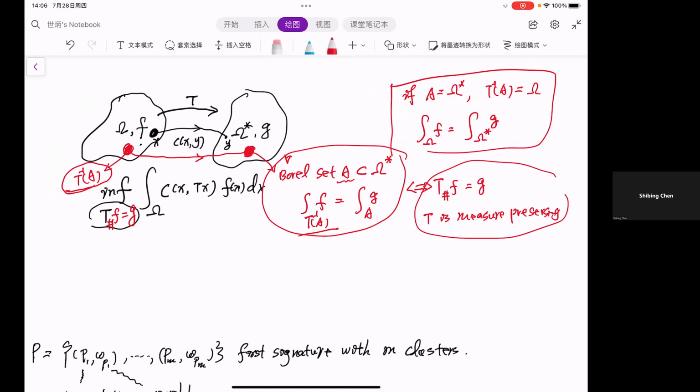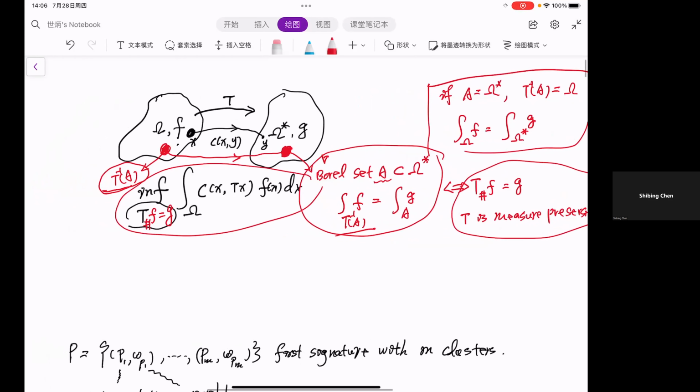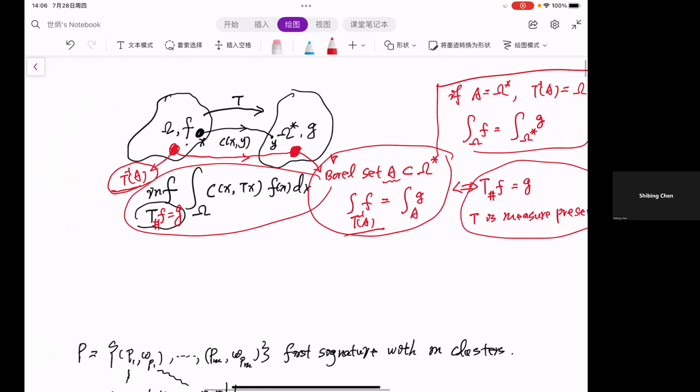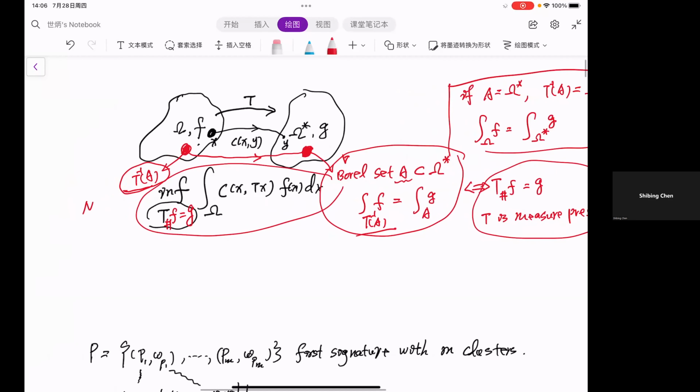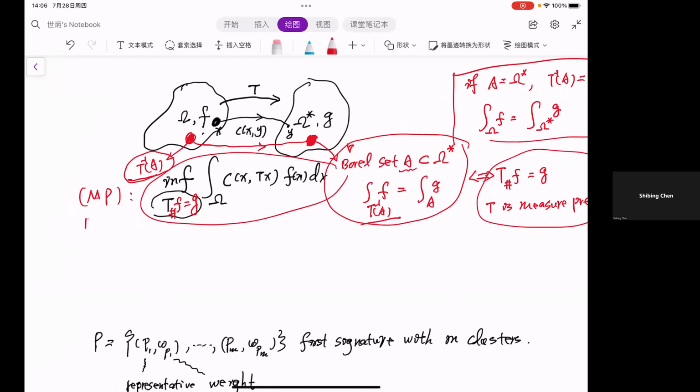This is the classical formulation of the optimal transport problem, which is also called Monge's problem, MP. I think the problem was raised by Monge in 1781, around this time.